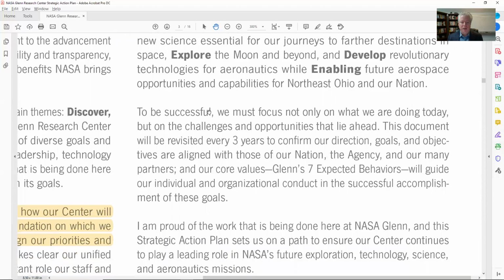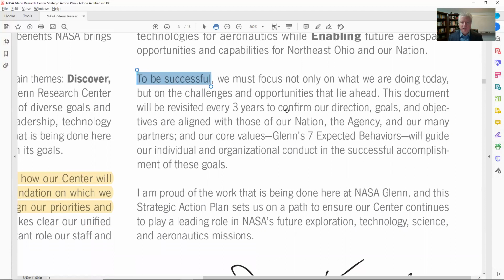Here, though, they're saying to be successful, we must focus not only on what we're doing today, but on the challenges and opportunities that lie ahead. What challenges are you dealing with is what I want to know. This document will be revisited, whatever. Core values, 7 expected behaviors. I don't care about those at the moment because I know there's a whole page down below on it, so I'll read them there. That paragraph's just more internally focused.